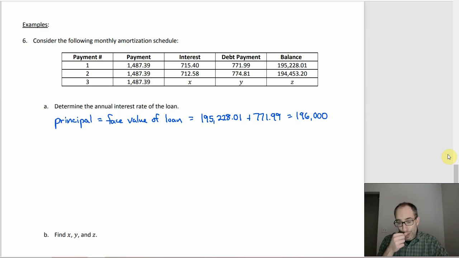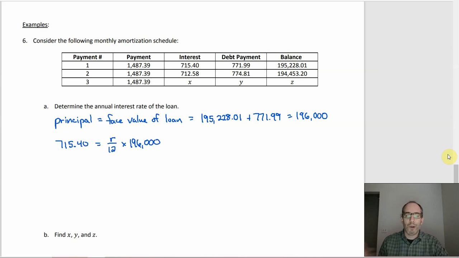Okay, and why does that help us? Because we know how much the interest is. We know the interest in that first period was $715.40, and that must have been calculated based off of the $196,000. So we have $715.40 is equal to R over 12 times 196,000. Because to get that interest, it would be the monthly rate, which is the annual rate divided by 12, times that 196,000. And then from there we can solve for R.